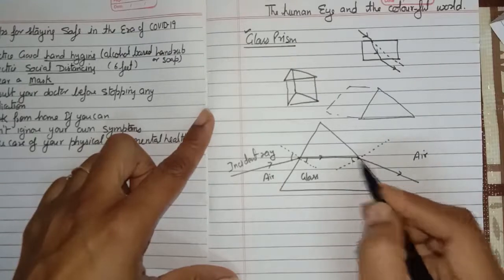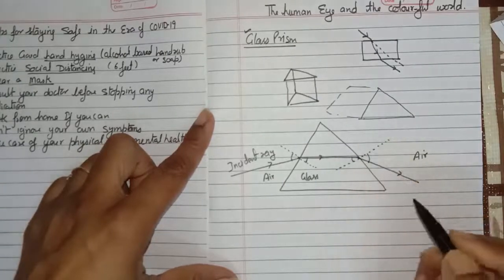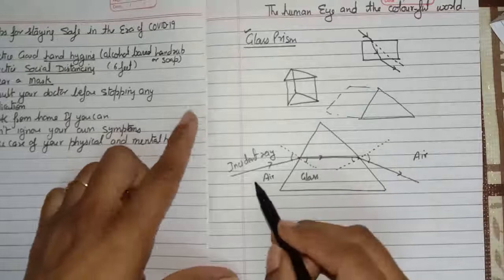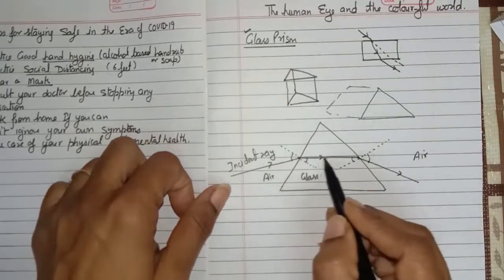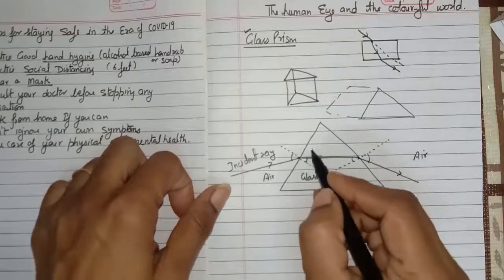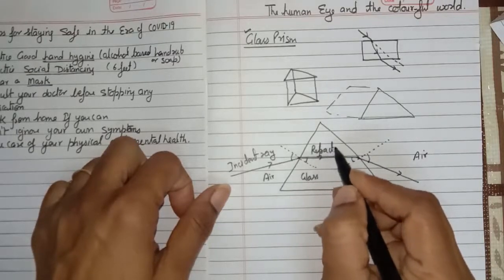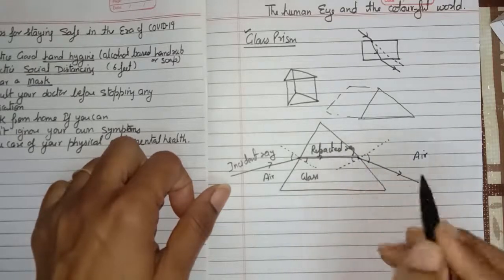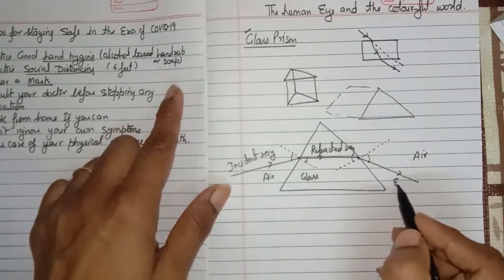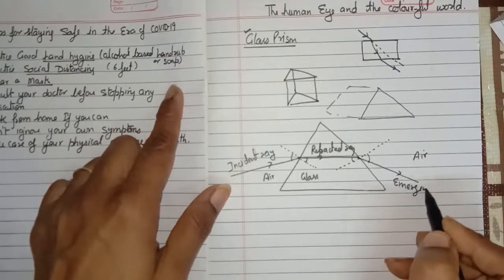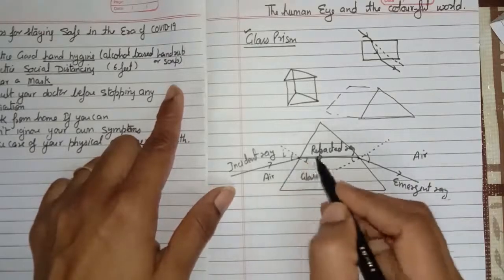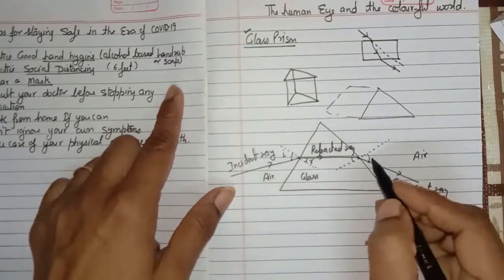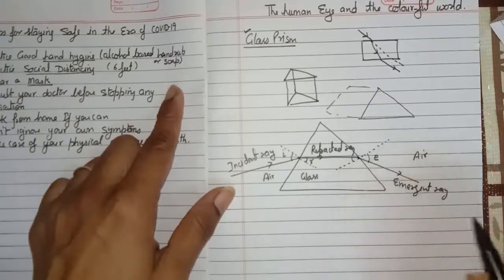This angle is less as compared to this one. So you saw that the light, this is the incident ray, and this is called the refracted ray. And this is called the emergent ray. This is the emergent ray. Okay. So this is called the angle of incidence, the angle of refraction. Here is the angle of emergence.